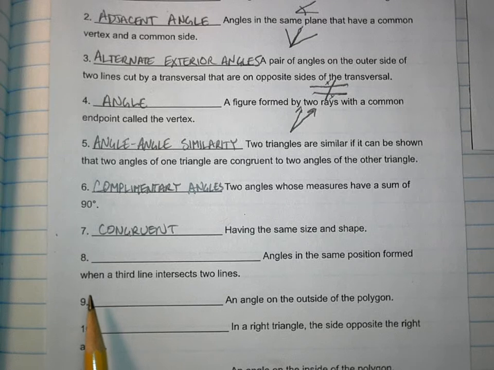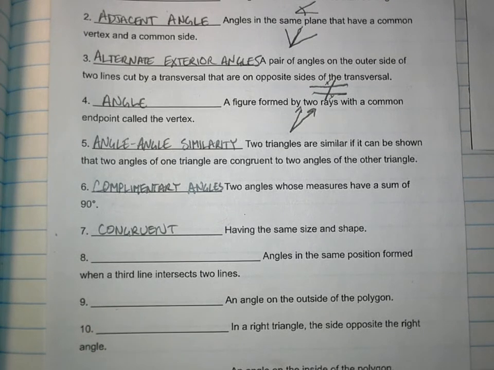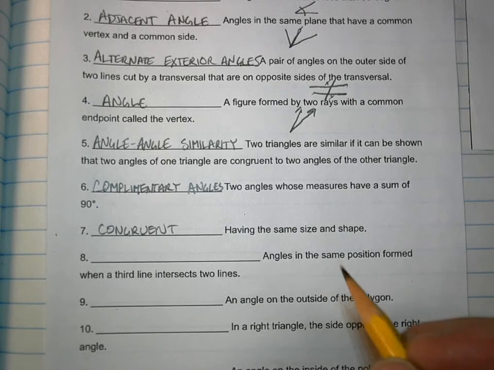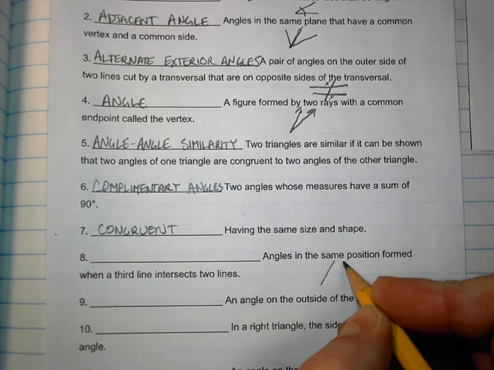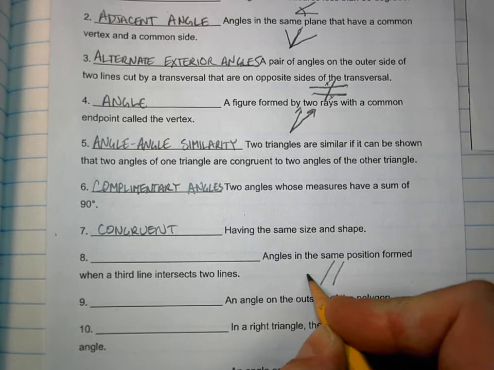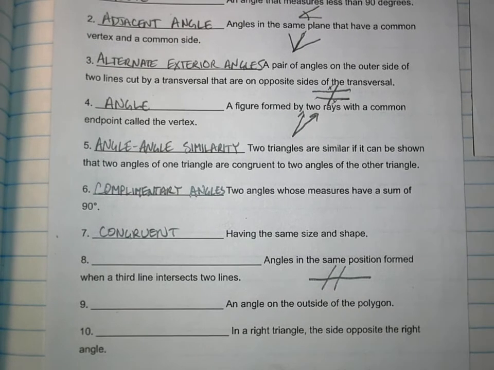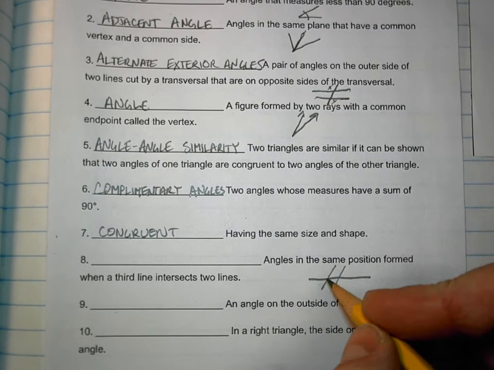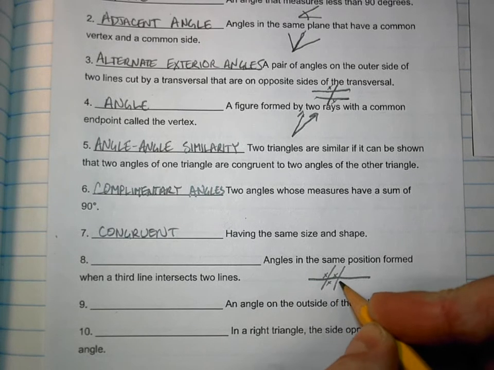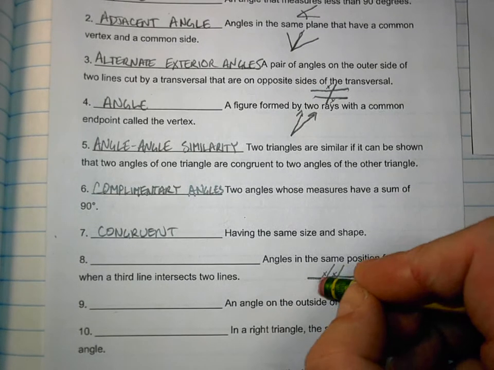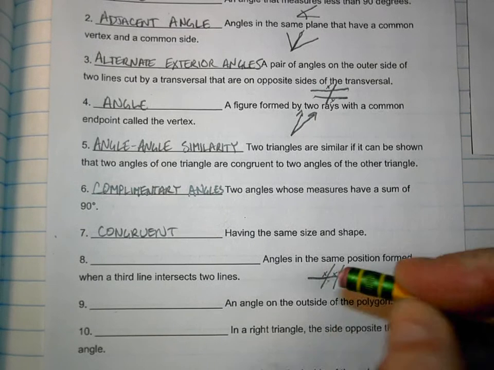Number 8. Angles in the same position formed when a third line intersects the two lines. Angles in the same position when a third line intersects two lines.